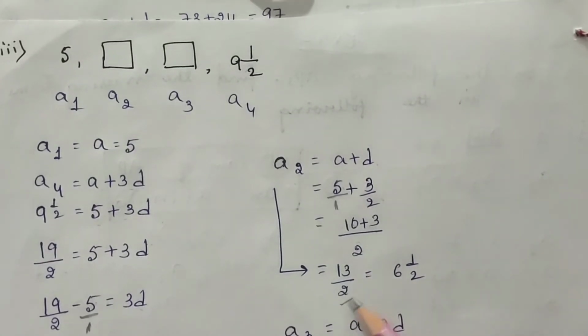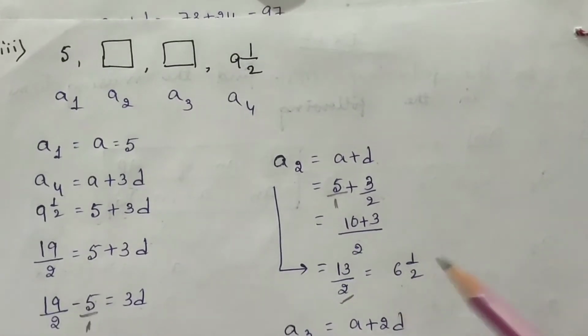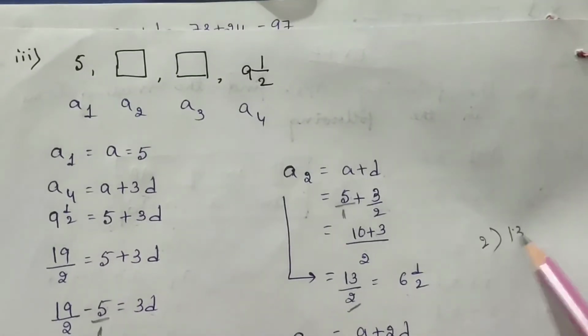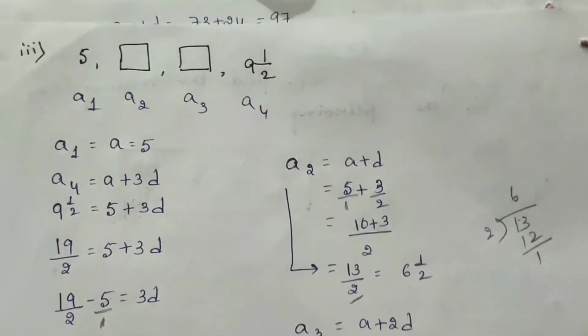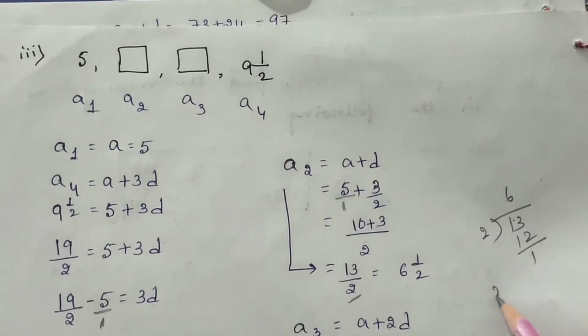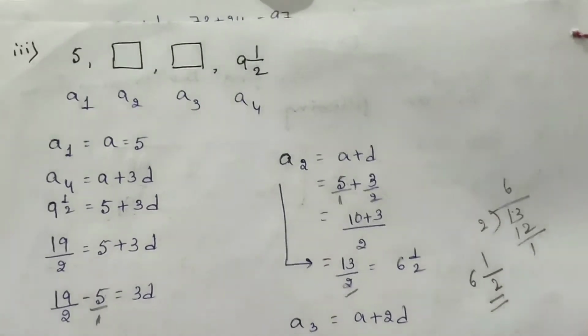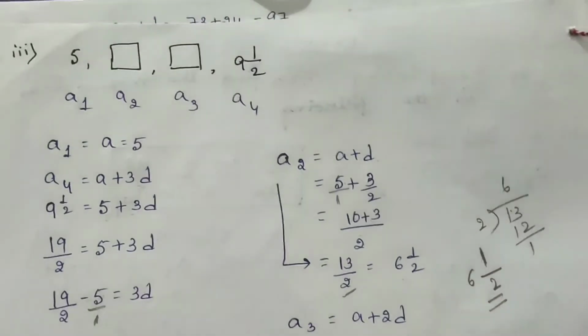You can write it as 13 by 2, or else you can convert it in terms of 6 1 by 2. Divide 13 by 2, then 2 6s are 12. You are left with one remainder. You have to write it as 6 1 by 2. The remainder should be written on the top.